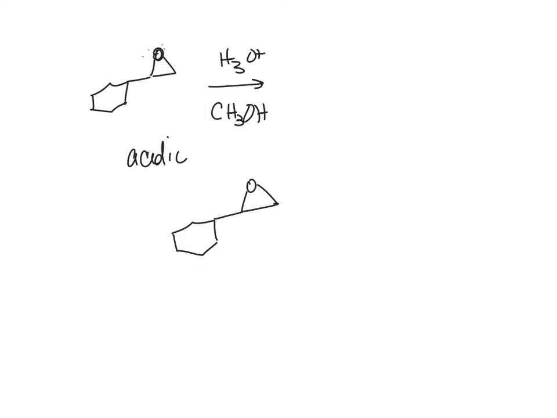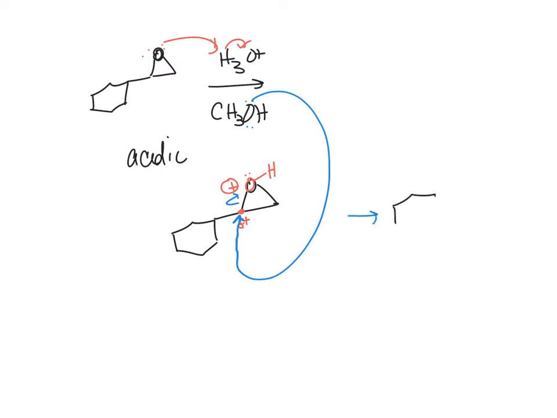So when this gets protonated, and the hydrogen adds to the oxygen, that makes the oxygen positive. Now, that means you're going to have to put a delta positive on the more substituted carbon, because this is going to be electronically driven, and now your nucleophile will come in and attack that carbon from the more substituted side. So this is the opposite of a basic epoxide opening.